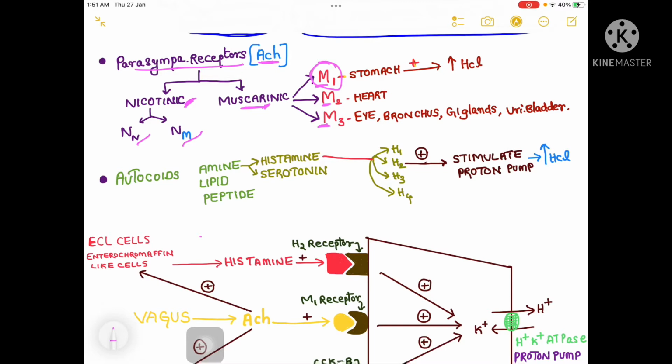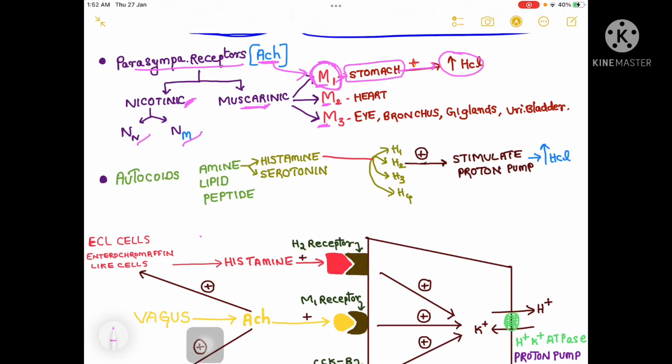What is the location of the M1 receptor? This is located on the stomach. So when the M1 receptor on the stomach is stimulated by acetylcholine, this results in increased HCl production. Okay, so what is the physiological point behind this? Remember one thing: digestion, urination and defecation, all three are under the control of the parasympathetic nervous system.